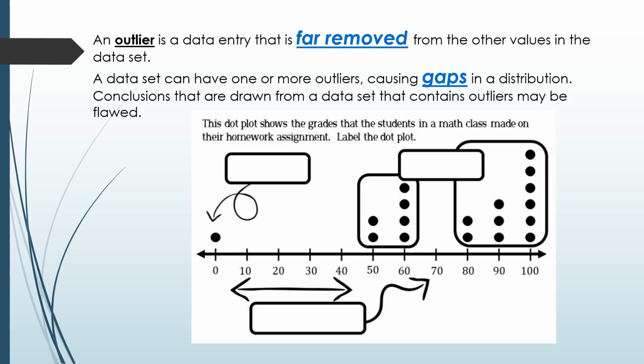An outlier is a data entry that's far removed from the other values in the data set. A data set can have one or more outliers causing gaps in the distribution. Conclusions that are drawn from the data set that contain outliers may be flawed. There are two different clusters right there of data values in this dot plot. This one is an outlier because of the gaps. There's a gap between 0 and 50 and a gap between 60 and 80.